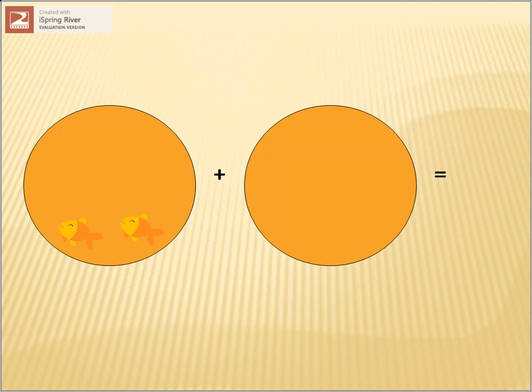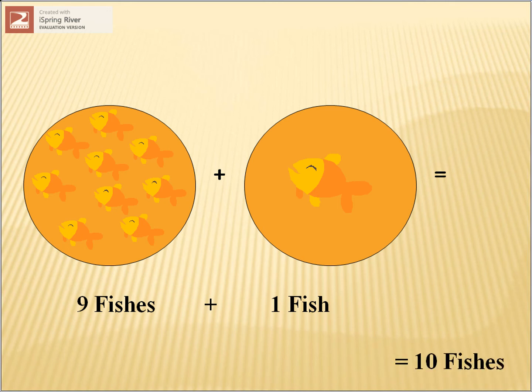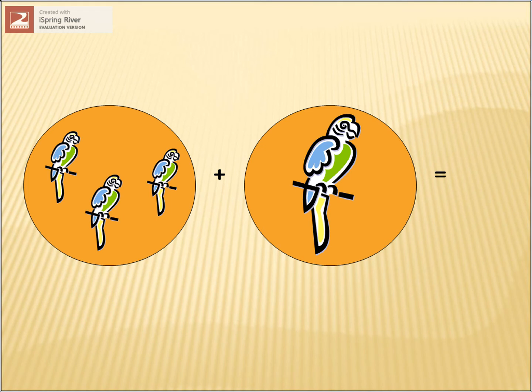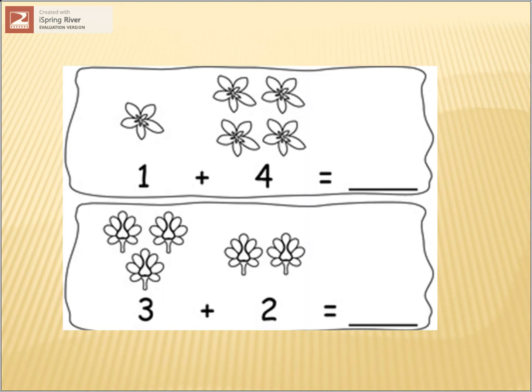There are 9 fishes, and when we add one more fish, we get a total of 10 fishes. There are 3 birds. When we add one more bird, it equals 4 birds. 1, 2, 3, and when we add one more, there are a total of 4 birds.